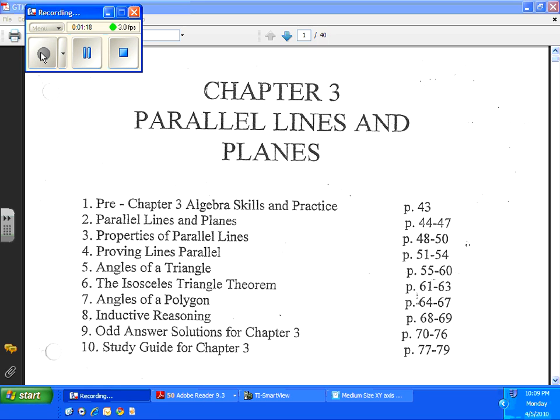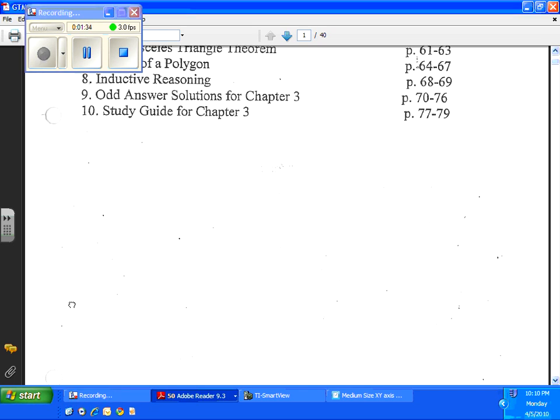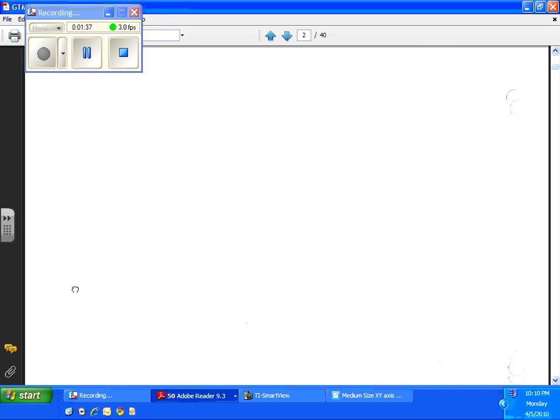Unit 7, angles of a polygon. Unit 8, inductive reasoning. Again, the odd answers are at the end of each chapter, and there's a study guide that's a review for the chapter test. So we will do the pre-chapter skills and practice.